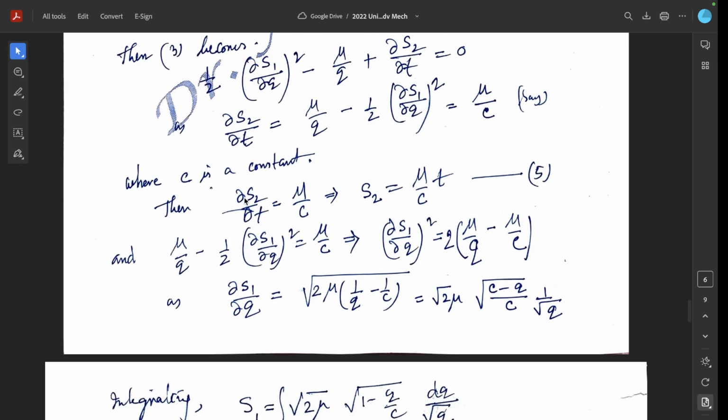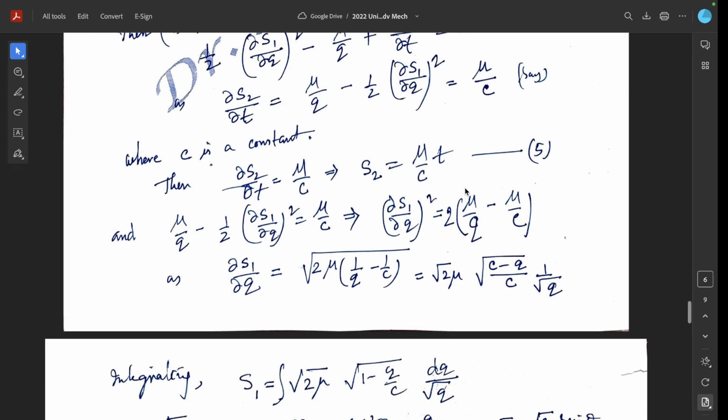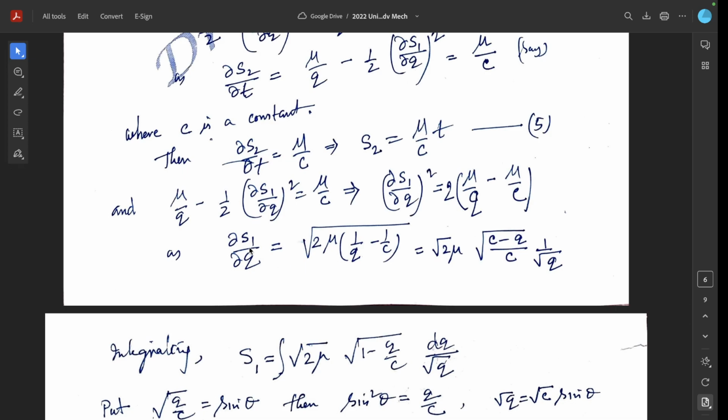And then this del t is equal to mu by c, so this implies s2 equals mu by c plus c into t, equation 5. And mu by q minus half (del q s1) whole square equals mu by c, so (del q s1) whole square equals 2 into (mu by q minus mu by c). So del q s1 equals root 2 mu, root over (c minus q by c), 1 by root q.